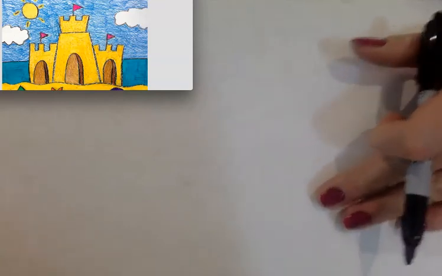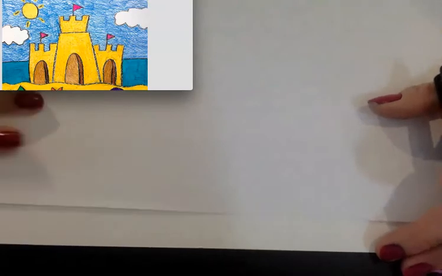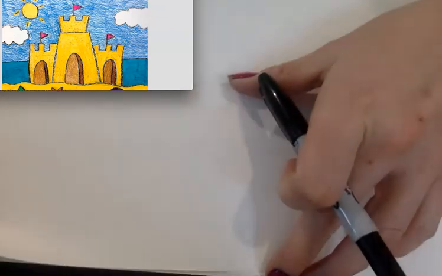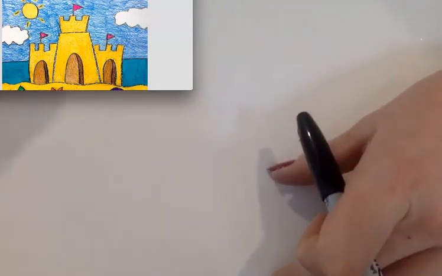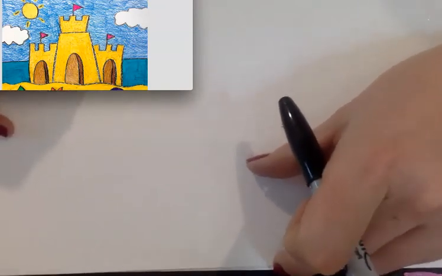Near the bottom of the paper, go ahead and lift it up a little bit so you can see the bottom. So here's the bottom of the paper. Leave a little bit of a space because you want to have a little space on the sand to make some little shells and things like that.